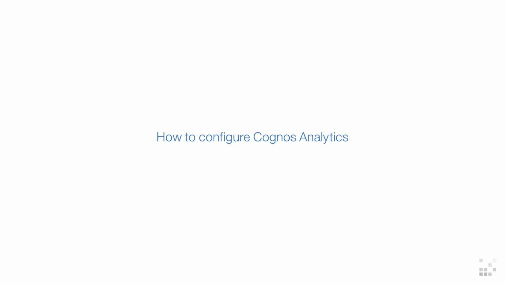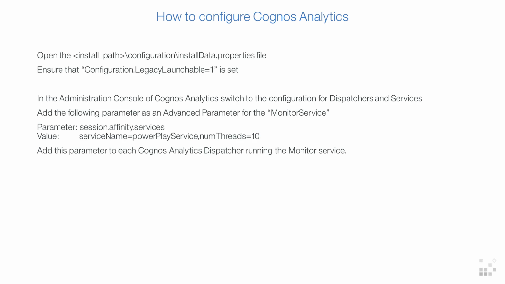Now let's see how to configure IBM Cognos Analytics. Ensure that configuration.legacy launchable equals 1 is set in the install-data.properties file. In the administration console of Cognos Analytics, switch to the configuration for dispatches and services and add the session.affinity.services parameter to the monitor services. Add this parameter to each Cognos Analytics dispatcher running the monitor service.